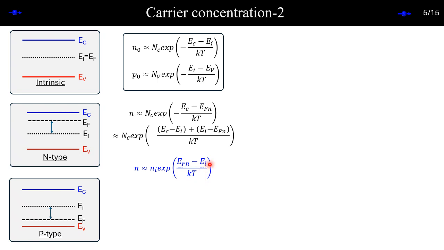Again, this makes sense, right? So what this equation is saying: if you know the intrinsic carrier concentration, then what would be the electron carrier concentration after doping? If you know how much you have shifted the Fermi energy level, you will know how much carrier concentration you have, or vice versa. If you know the carrier concentration, you should be able to say where the new Fermi energy level is.